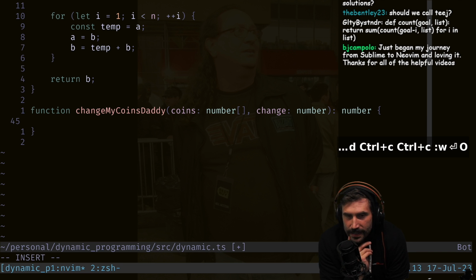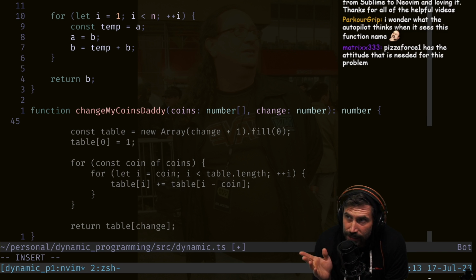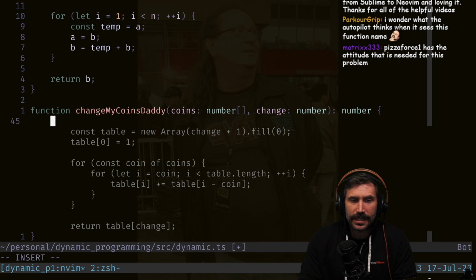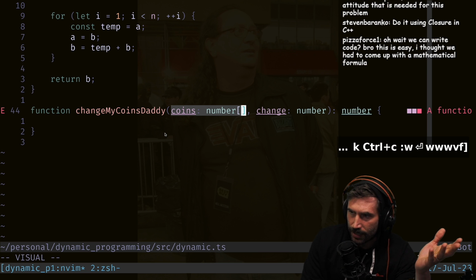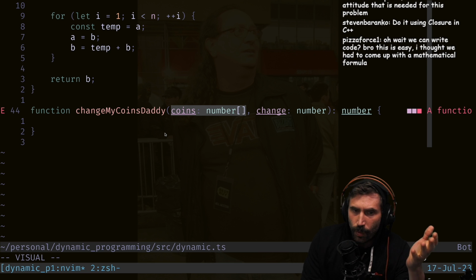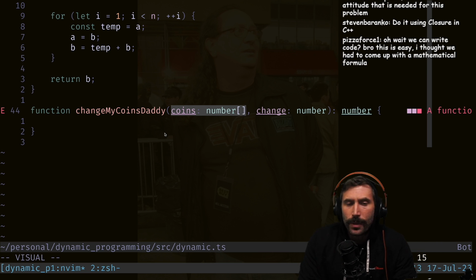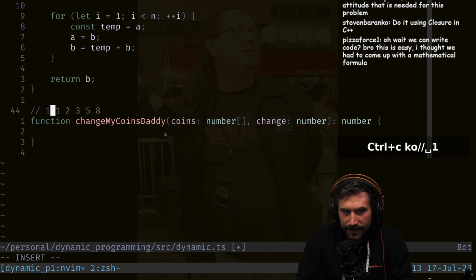So let's think about this. If you want to make change, assuming these coins are sorted, I think I can make the assumption that these coins can be sorted. And so one way is that there should always be a 1. Inherently, you always have to have a 1.